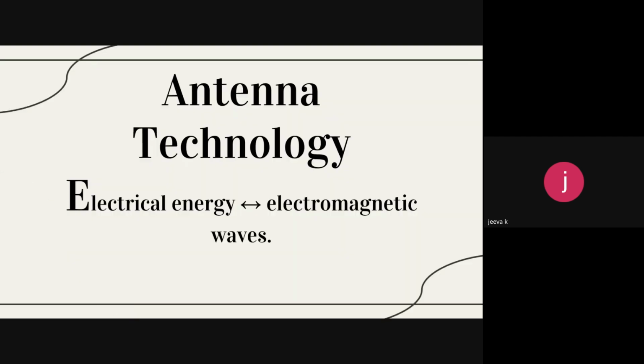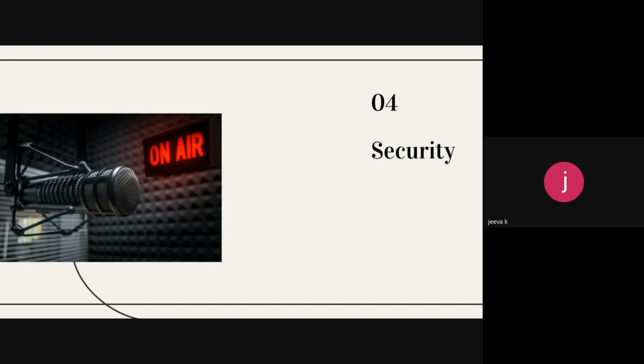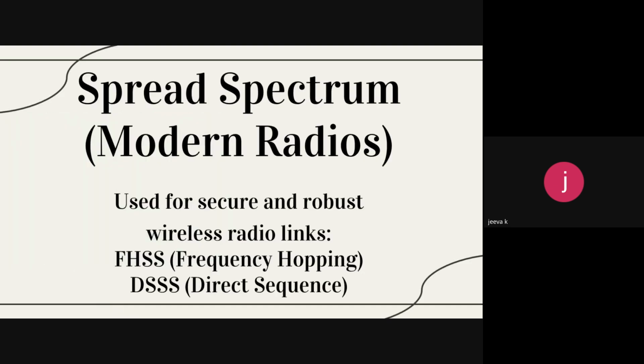And when we know about this antenna technology, it is purely electrical, as we all know, like all the electrical energy is converted into electromagnetic energy. So when we come to this security part, only these two things play a major role: the frequency hopping as well as the direct sequence.